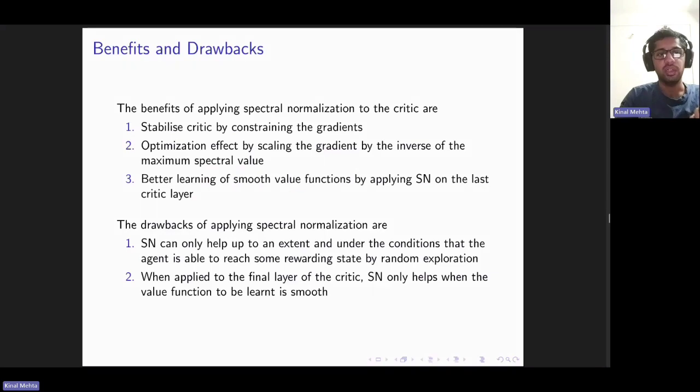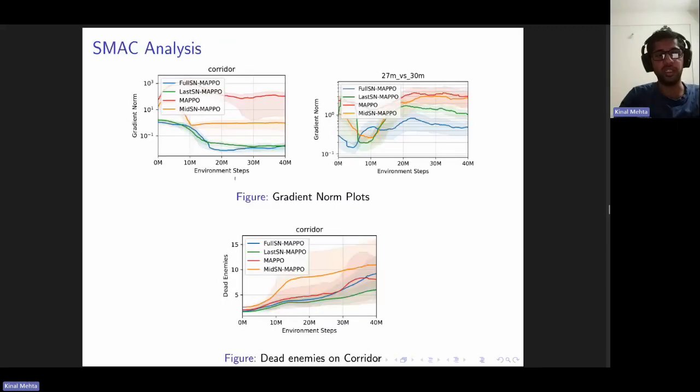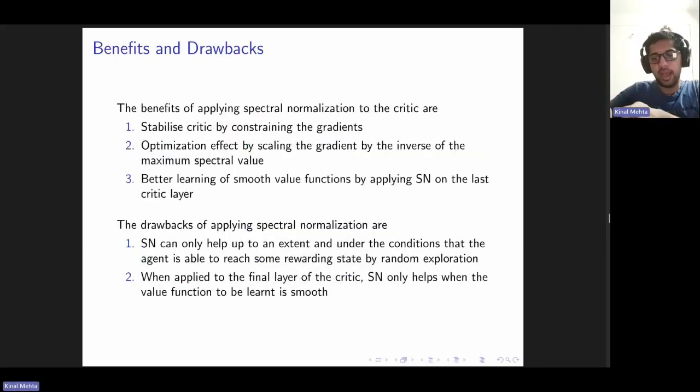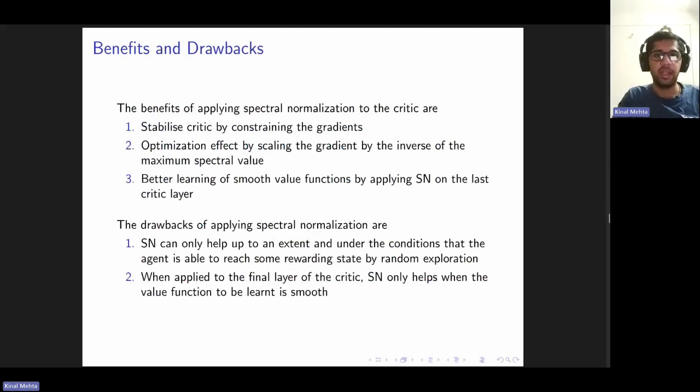If the value functions are not smooth, like in the case of corridor, as I mentioned, that corridor has really narrow pathways where they need to strategize properly. So the value function might not be smooth with respect to the input space. Because of that, just a small deviation in the input might lead to a large deviation in the output space. That is our hypothesis for why the last SN MAPPO is failing in the corridor scenario, whereas it is performing really good in both the other environments, which are open ground, so the value function will be really smooth overall.